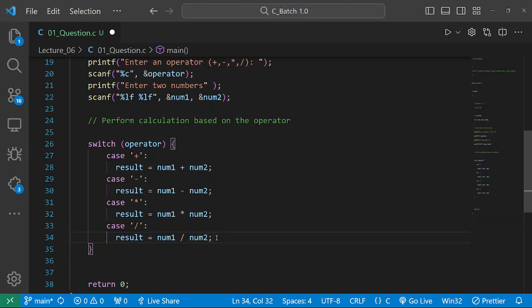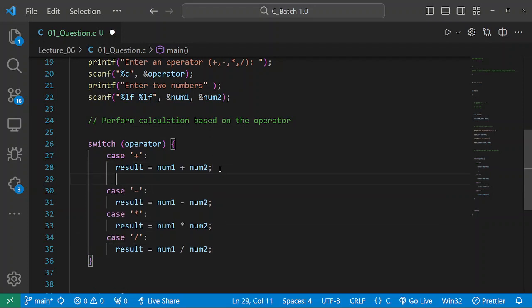But can anyone let me know, I have missed one thing. What is the thing I missed here? Anyone? Break. Yeah, break. I have not written a break statement. If I have not written a break statement, the output will be the same for all operations, it will perform everything for me, but I don't want such a thing to happen again and again. So I will use a break. Let me write a break.